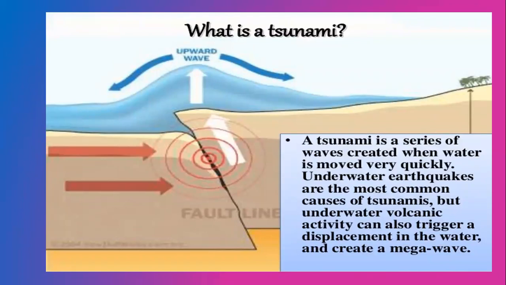A tsunami is a series of waves created when water is moved very quickly. Underwater earthquakes are the most common cause of tsunamis, because an earthquake under the water may trigger a volcanic eruption also.